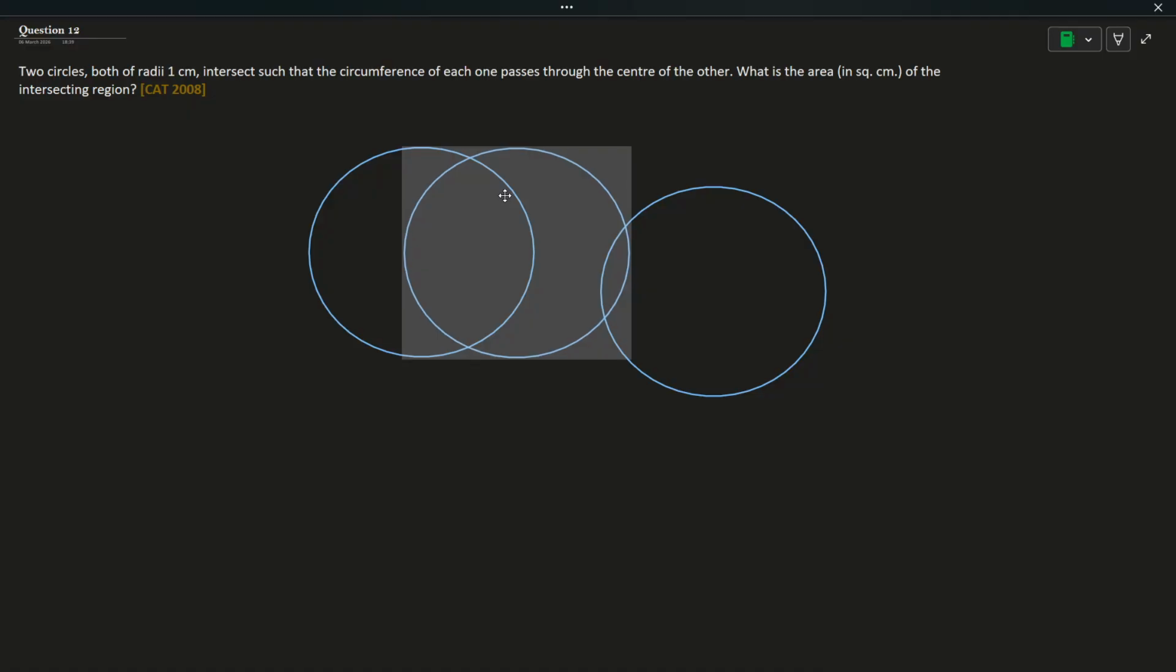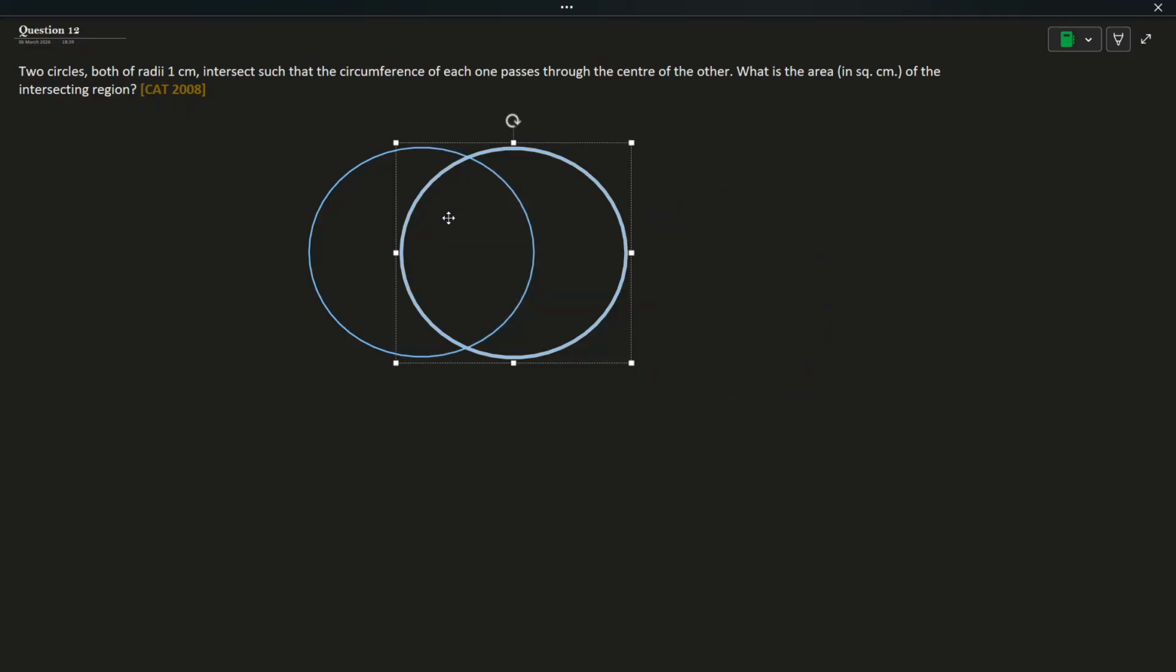Both circles pass through the center of each other, right? So let's say this is the center of the first circle and this is the center of the second circle. Let me denote the centers as C1 and C2. I need to find the area of the intersecting or the common region. Let me say this point is A and this point is B. I need to find this area. So I will join these points.